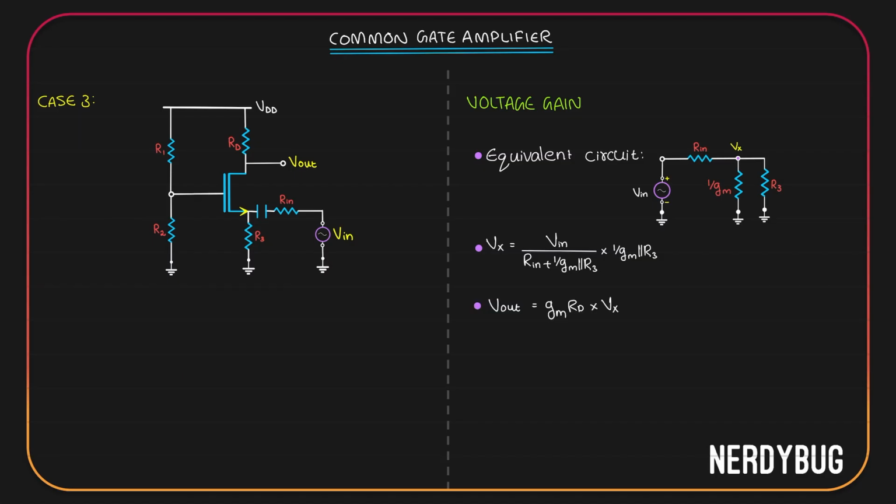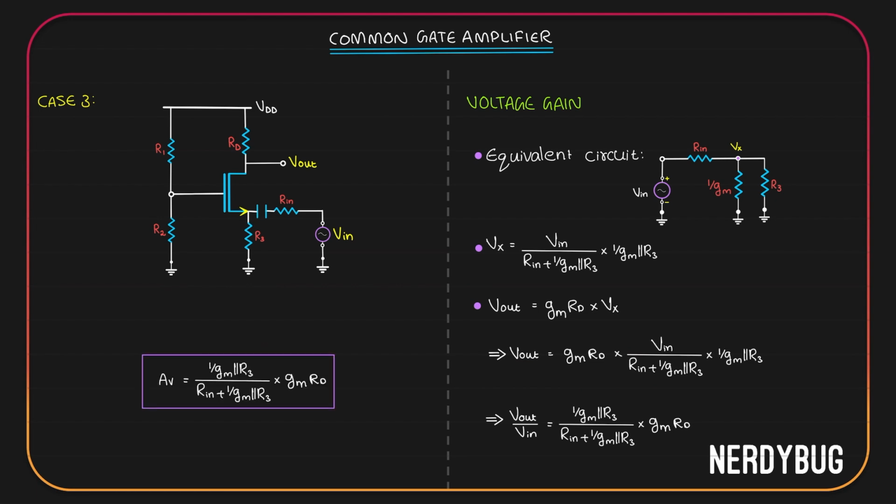We know output is GmRD, the gain, multiplied by Vx. Let us substitute Vx with what we found. That gives us this. What we need is the ultimate gain Vout/Vin. For that, we just have to take Vin to the other side of the equation and we get this. Our gain is 1/Gm parallel to R3 divided by Rin plus 1/Gm parallel to R3, multiplied by GmRD.